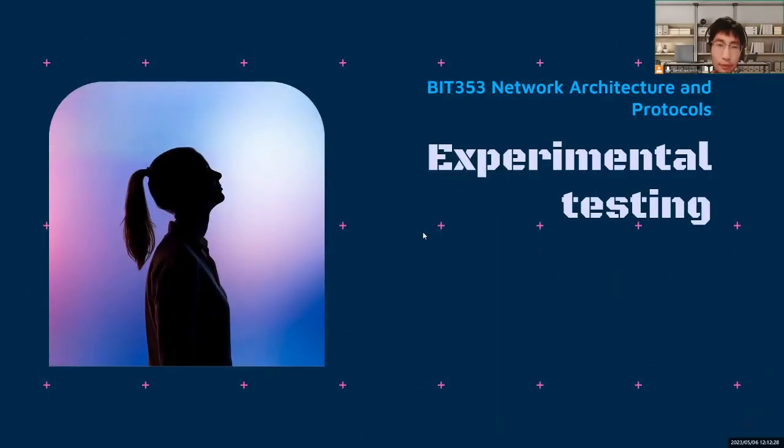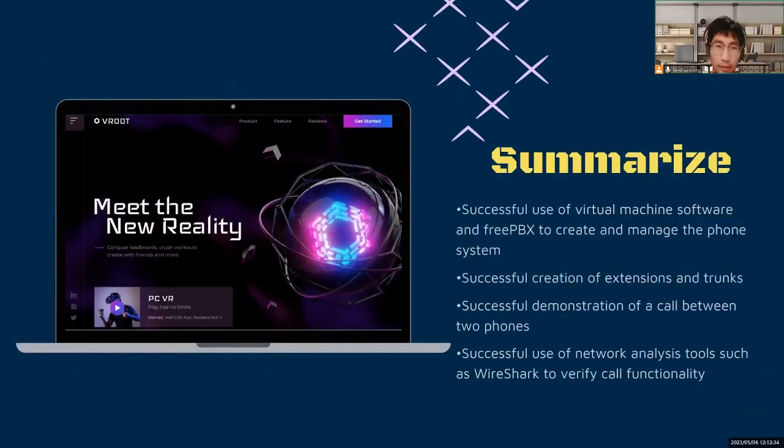Okay, now after we have finished the experiment, it's time for the summary part. In this experiment, we used the virtual machine software and FreePBX, a free VoIP server and software, to create and manage a phone system. We have created extensions and trunks and successfully demonstrated a call between two phones. We also used a network analysis tool such as Wireshark to verify that the call was working and captured packets during the call. Through this lab, we gained a better understanding of how a VoIP phone system works and learned how to use the tools to build and manage a phone system.